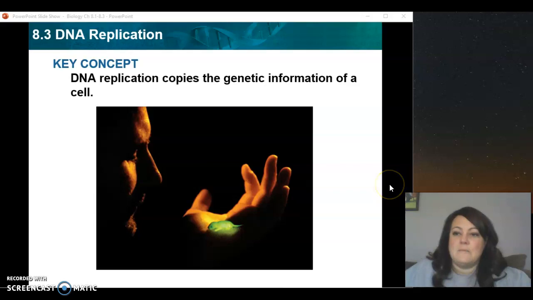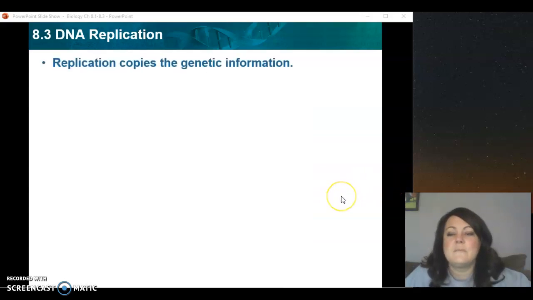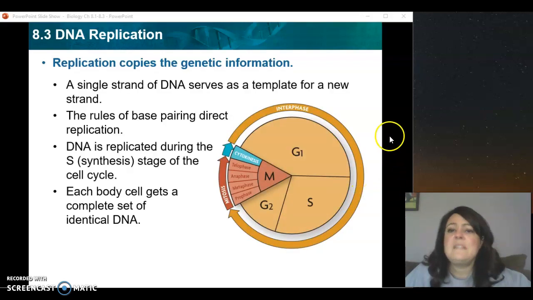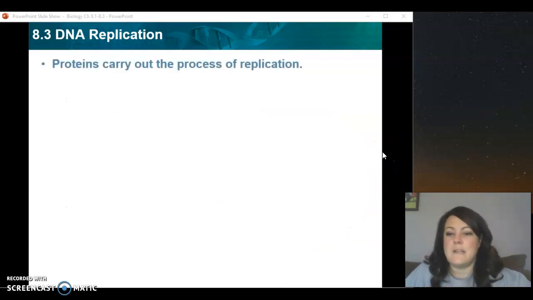DNA replication. DNA replication copies the genetic information of a cell. We remember when we talked about cell division that this is one of those stages of the cell cycle in which cells are going to make an exact copy of their DNA. A single strand of DNA serves as the template for the new strand. The rules of base pairing direct that replication. And DNA is replicated during that S phase. Remember that big chunk of our pie here. Each body cell will get a complete set of identical DNA.